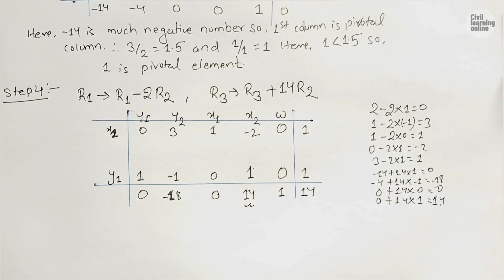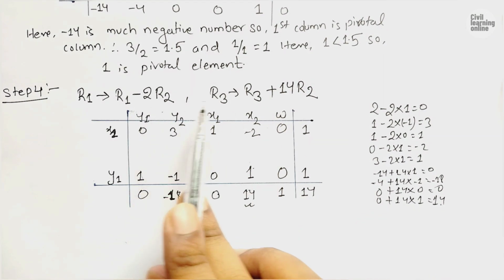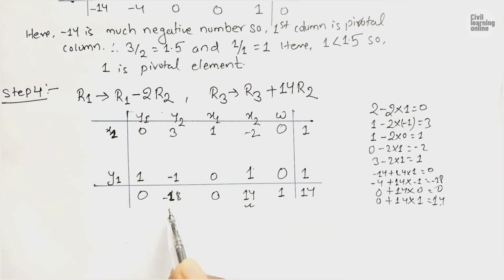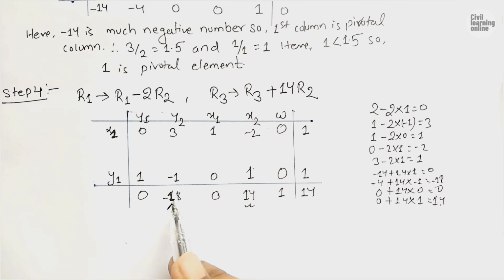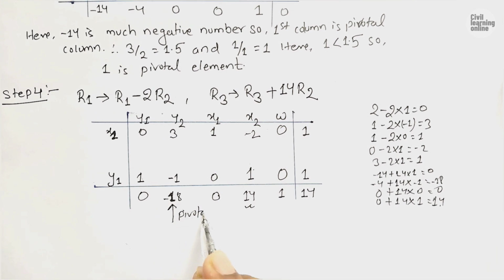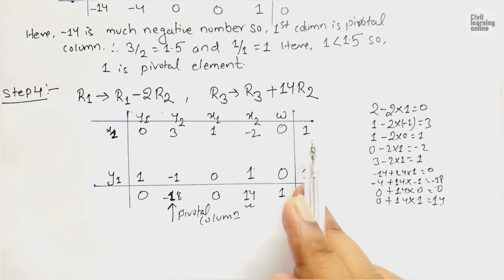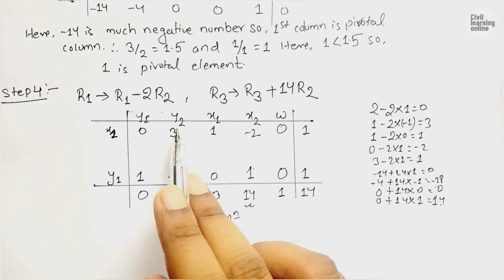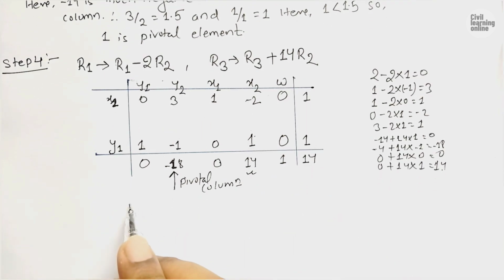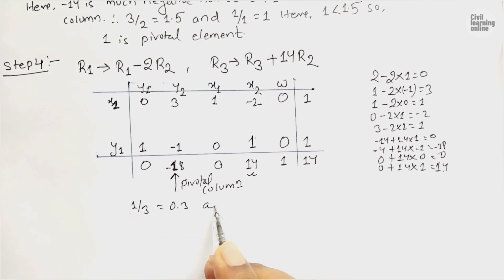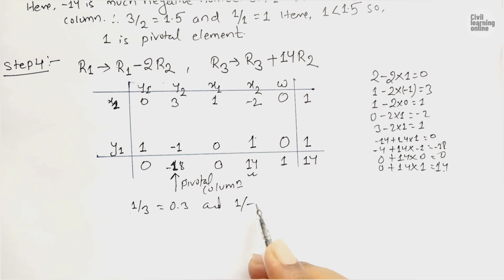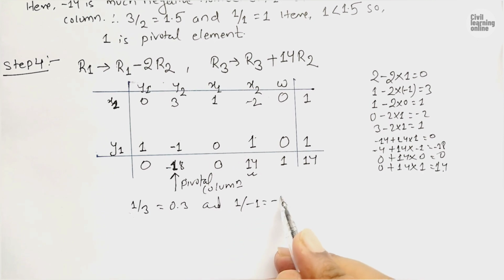Now we need to look again for the most negative element here. We have completed the operation in R1 and R3. We have to look for the most negative number, so minus 18 is the most negative number, so this is our pivotal column. And for the pivotal element, what we need to do is divide these numbers by these numbers, so we will have here 1 by 3 equals 0.3 and 1 by minus 1 equals -1.